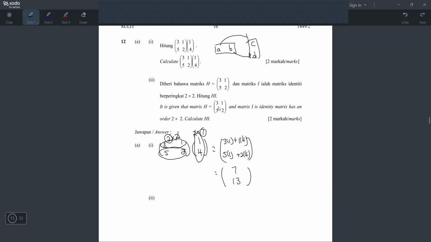Let's continue. Question number 2. What does number 2 say? It is given that matrix H is 3152. And matrix I is the identity matrix. I still remember so clearly.